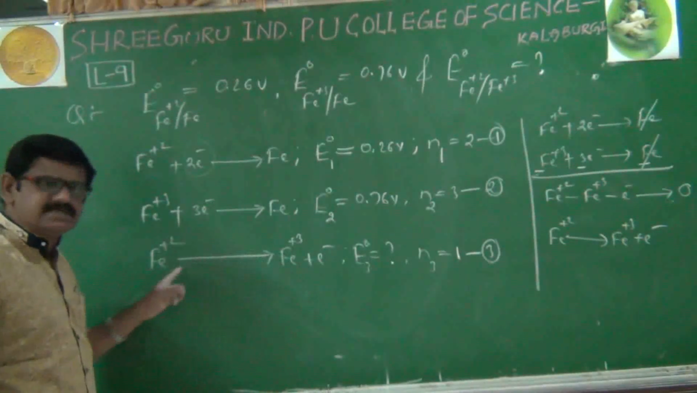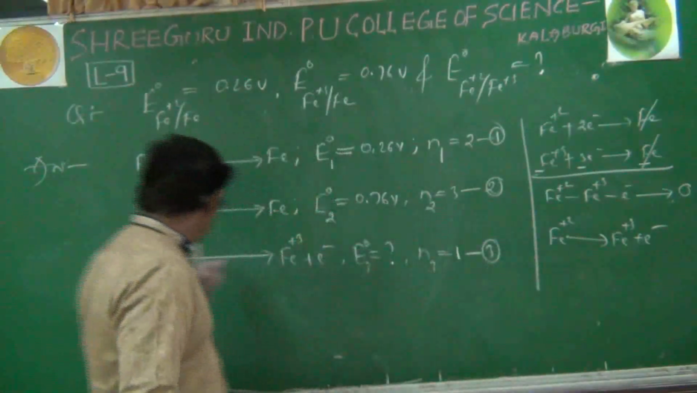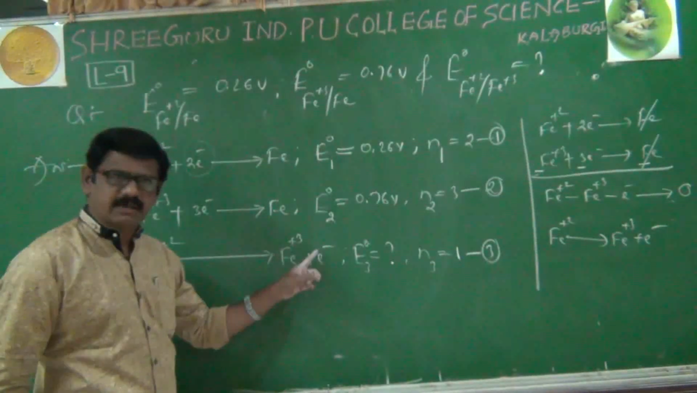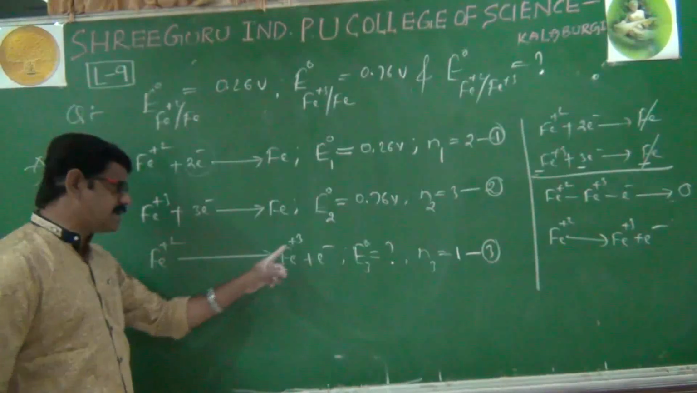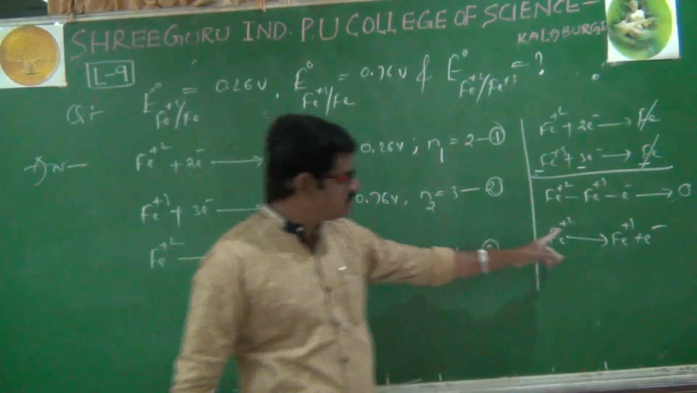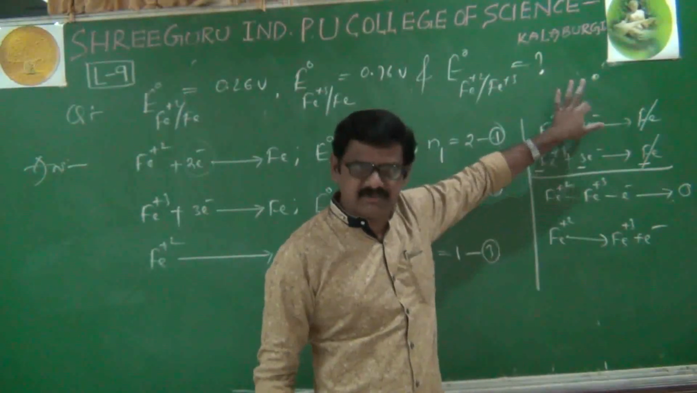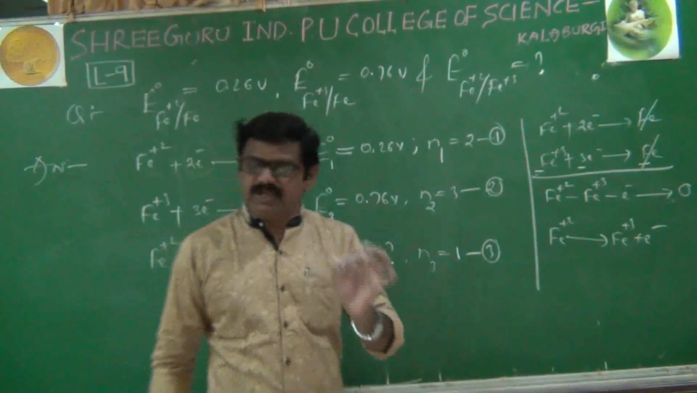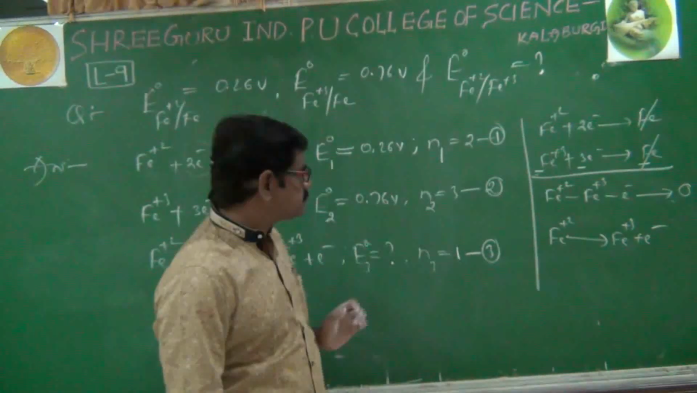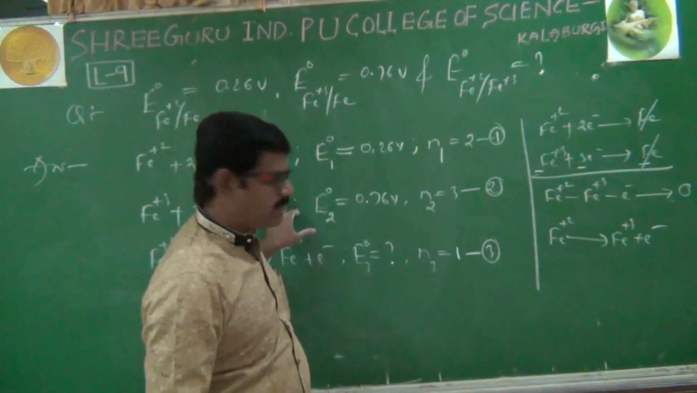Whatever he is asking, the same reaction we are getting here. Fe+2 is converted to Fe+3 by losing 1 electron. Same reaction we are getting. But how is it obtained? Just by subtracting equation 1 minus equation 2. But here a very important thing is that equation 1 and equation 2 both we are subtracting.